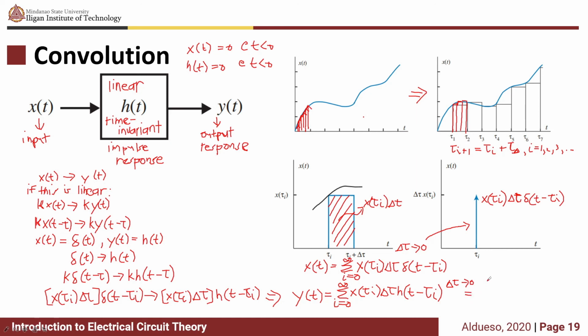You can write this as the integral of x of tau h of t minus tau d tau, evaluated from 0 to infinity. So now this is the convolution of two functions x of t and h of t.